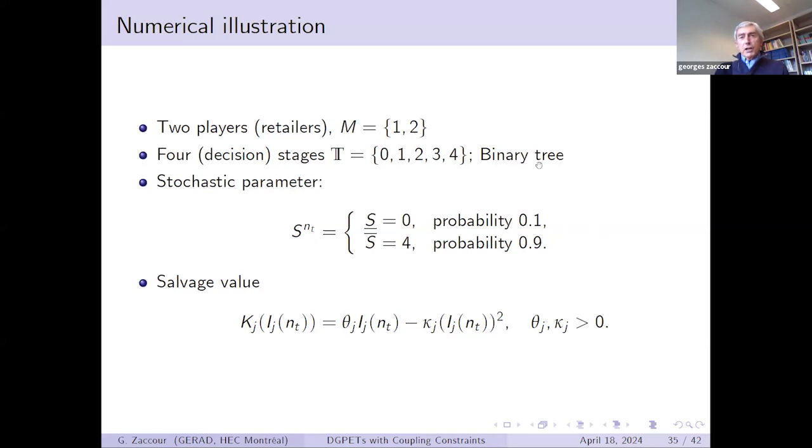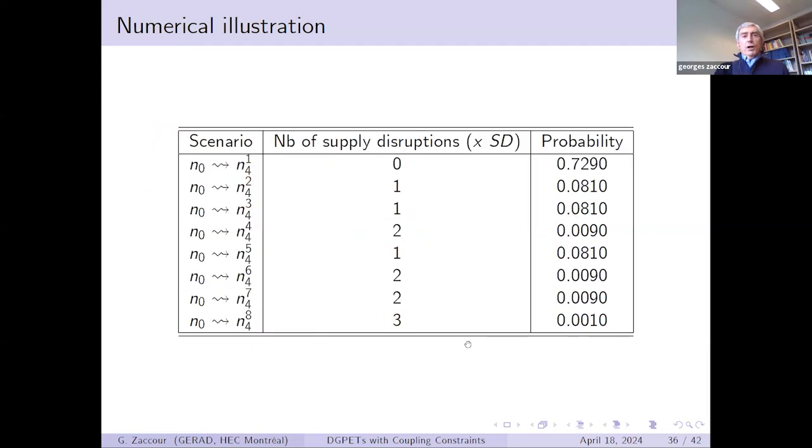Now, to solve for the problem, I need to give myself a functional form for the salvage value. So we are assuming that the salvage value is quadratic, and the parameters theta and kappa are chosen in a way that this function is concave increasing.